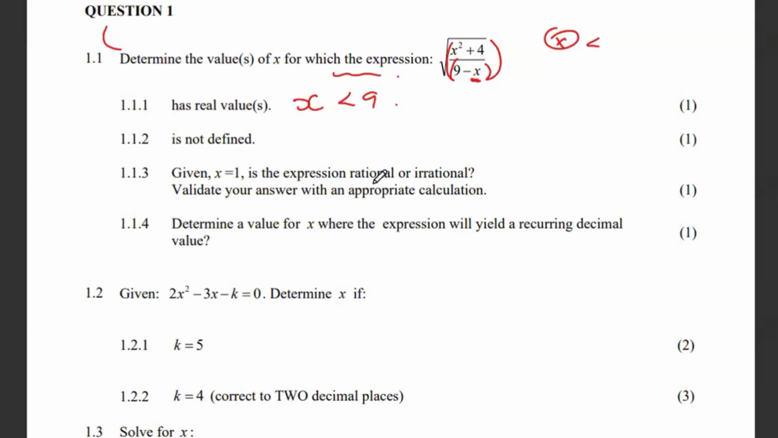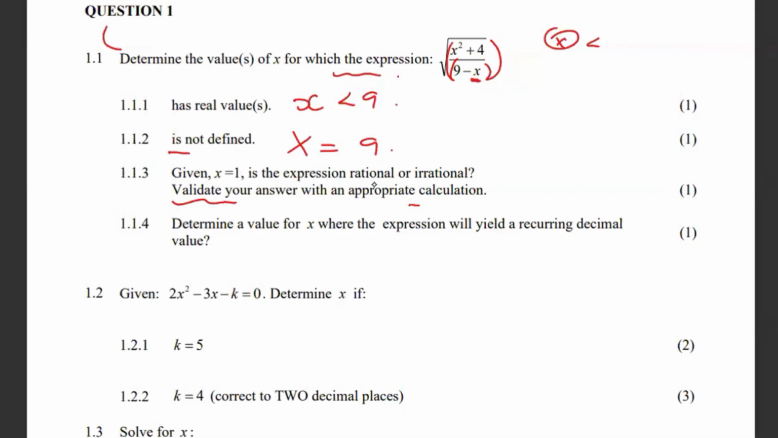Okay. Then for something to be undefined, remember we say that the denominator needs to be a 0. So for me to get this to be a 0, x needs to be a 9. All right. Then if we're given that x is a 1, is this expression rational or irrational? You must validate your answer with appropriate calculations.